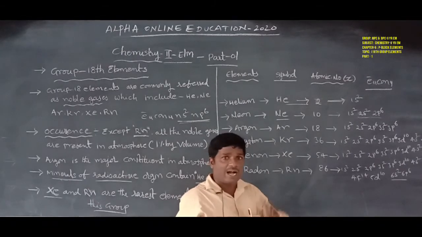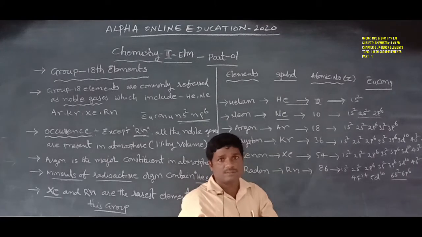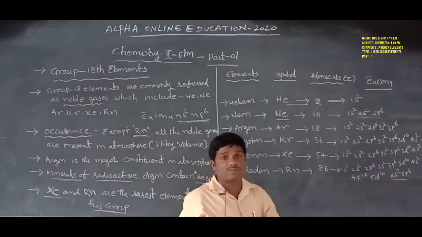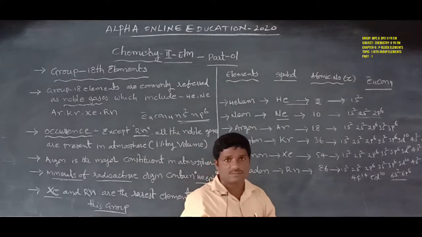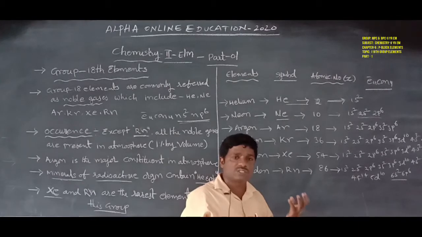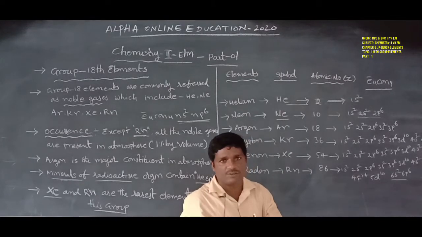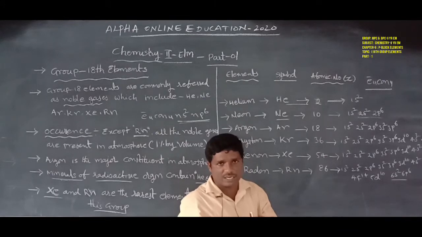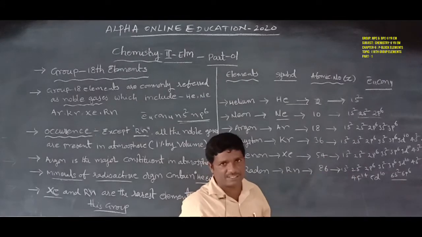Except helium, all noble gases are stable due to the presence of 8 electrons in the outermost shell. So it is also called the octet rule. The electron configuration of those elements is the most stable of all groups, because the outermost shell consists of 8 electrons, or full-filled electrons. So it is also called a stable electron configuration.